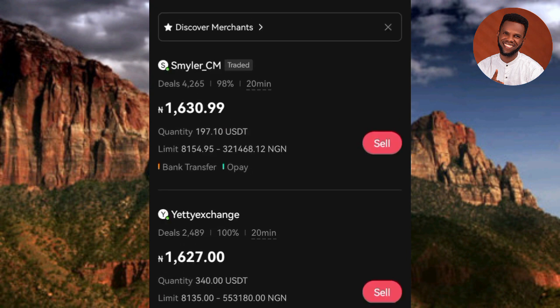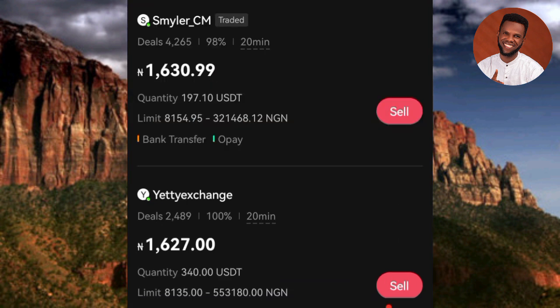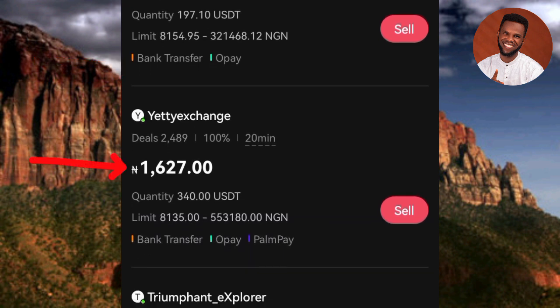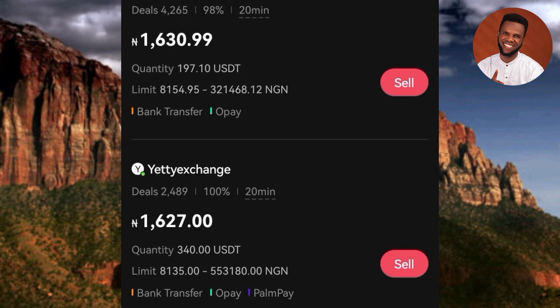You can see this person has done deals of about 4,000. You can see over 4,000 deals, and the completion rate of this person is 98%. That means this buyer has completed 98% of the deals that have been brought to him. And also you can see the completion time of this trader. It is 20 minutes. So in 20 minutes you're going to receive your money in your bank account. You can see the price of this buyer, 1,613 naira, and you can see the price of the one down there, it is 1,627. You can see the one at the top has a higher price, so I'm going to be going for that person. So there are other criteria that you can check.